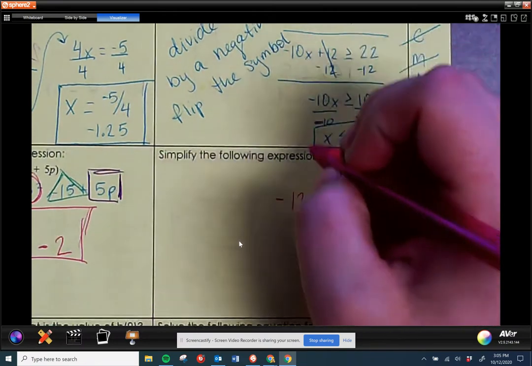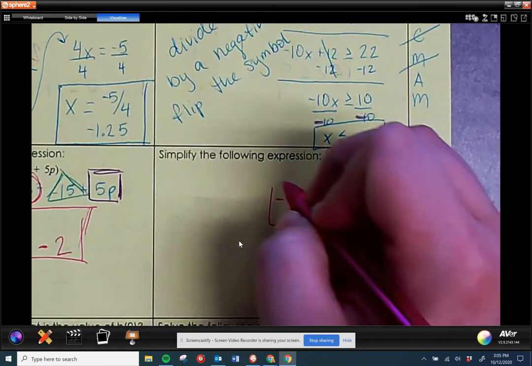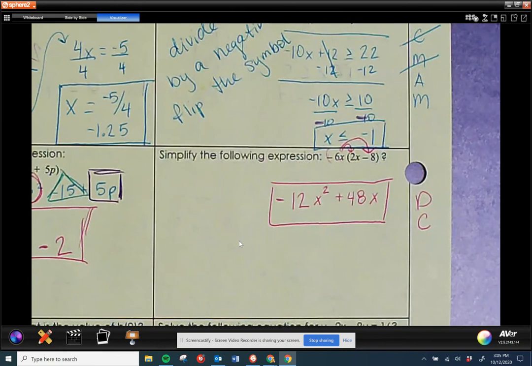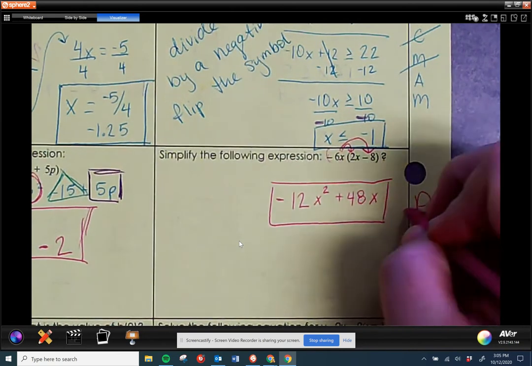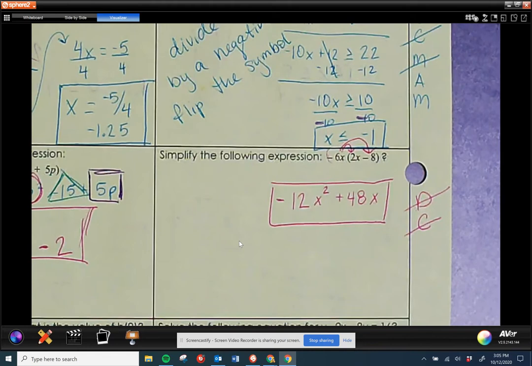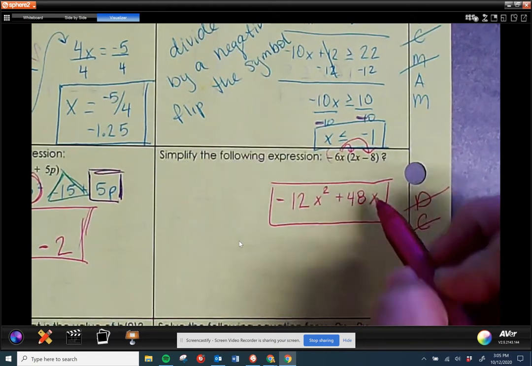Make sure that you are being careful with your exponents. We distributed, and then we did not have any like terms we needed to combine because a squared x and a normal x cannot be combined.